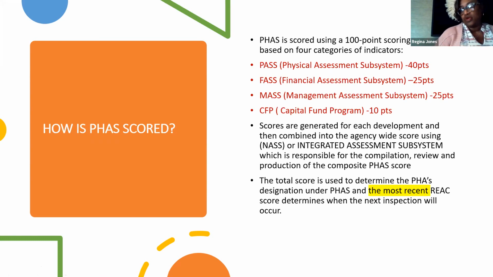The scores are generated for each development and then combined into the agency-wide score using the integrated assessment subsystem known as NAS. We have so many acronyms at HUD, my goodness, hard to keep up with sometimes. We've used every alphabet in the system. But NAS compiles and reviews and produces a composite PHAS score for the housing authority. And this score is used to determine the PHA's designation under PHAS. And it's the most recent REACT score that determines when the next inspection will take place.